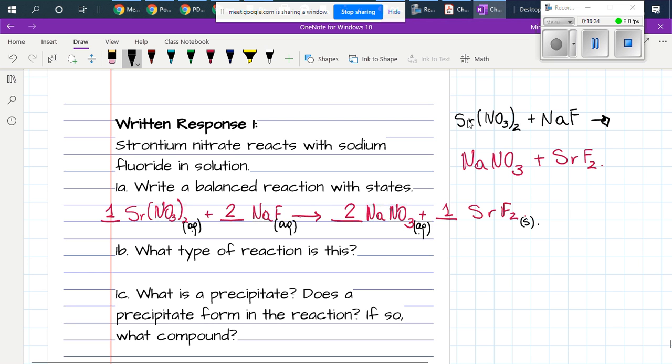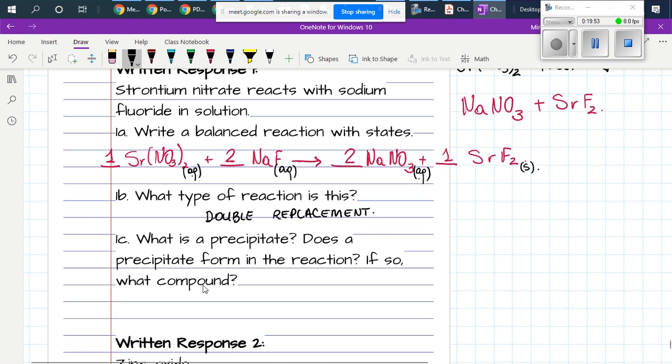What type of reaction is this? We said that it is a double replacement reaction. Is there a precipitate? Yes, there is a precipitate, and the precipitate is strontium fluoride. You can write the formula, or you can write it in the English name. Are there any questions on this type of question?